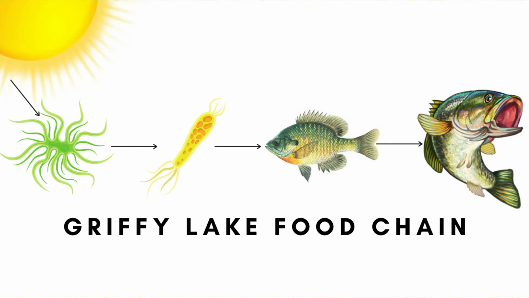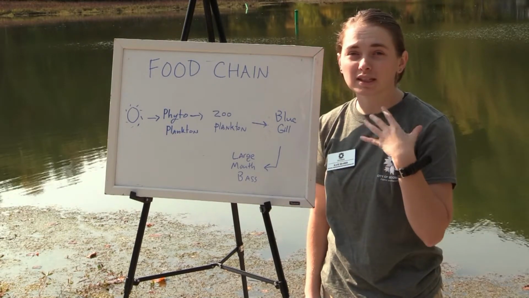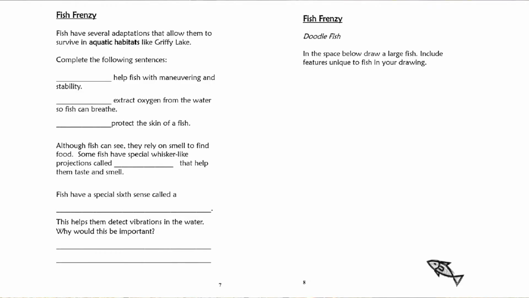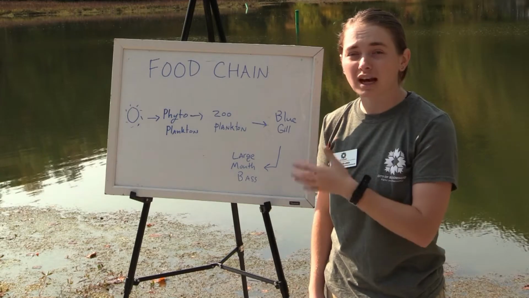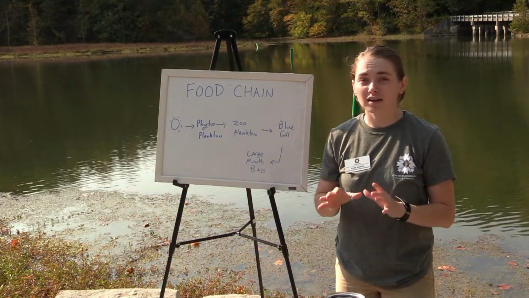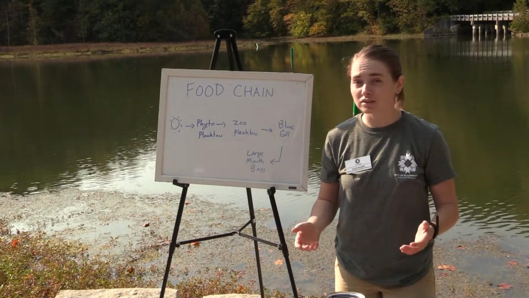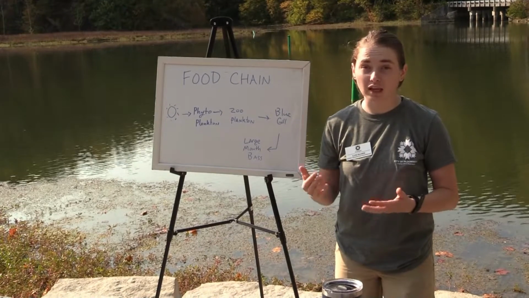As we follow along with the food chain and some of the other questions about how our food chain interacts, you should be in your journal on the Fish Frenzy pages. You can add arrows to that diagram of our food chain, and then on the next page you can look at some of our questions we might have regarding our food chain. Here we have a small drawing of what a piece of the Griffy Lake food chain might look like, looking at four different things that call Griffy Lake home.